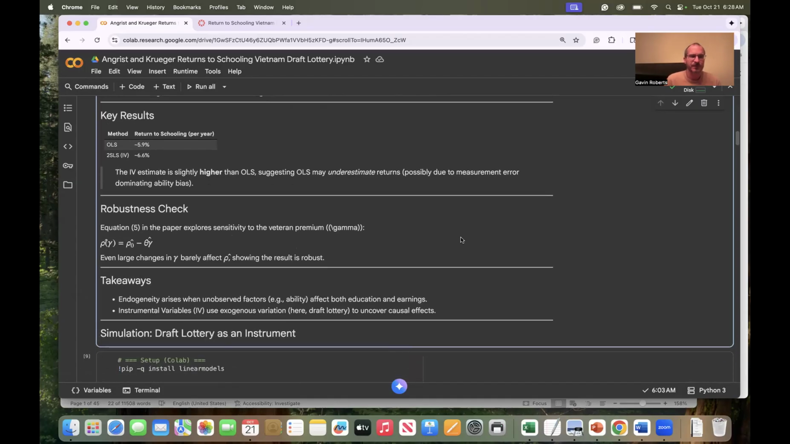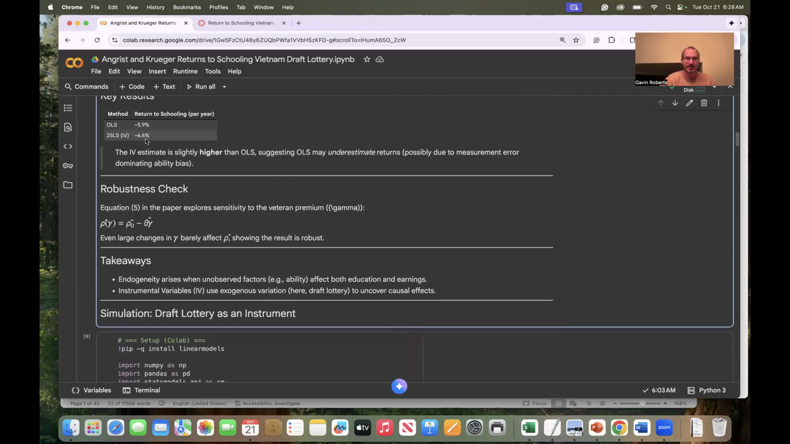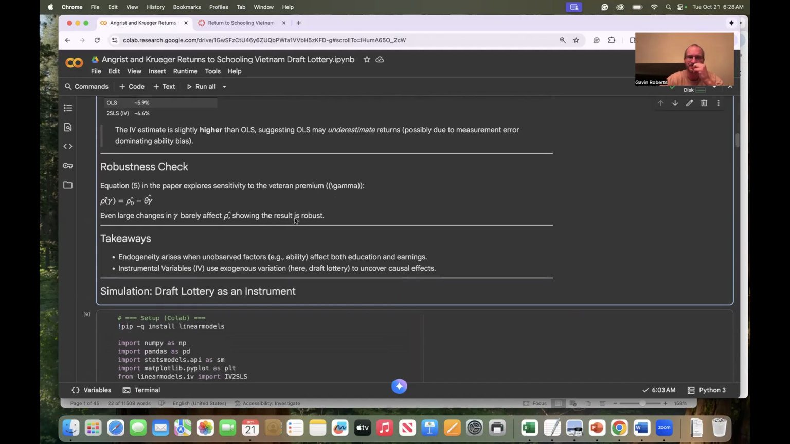So key results from their paper, they find that just using OLS, you get about 5.9% return to schooling, and with two-stage least squares, you get about 6.6%. I was first reading those as negative, but those are not negative. Those are positive numbers, approximately those numbers.